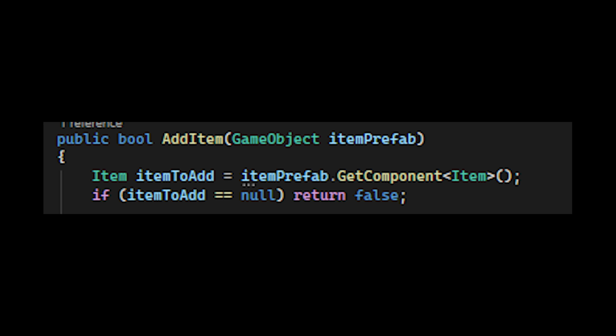One of the more complex functions in my inventory system is the add item function, which controls how items are added to the player's inventory while supporting item stacking. The function begins by retrieving the item's component from the object that has been picked up. I then check whether that component exists, and if it doesn't, the function immediately returns false. This prevents invalid objects from being added to the inventory.